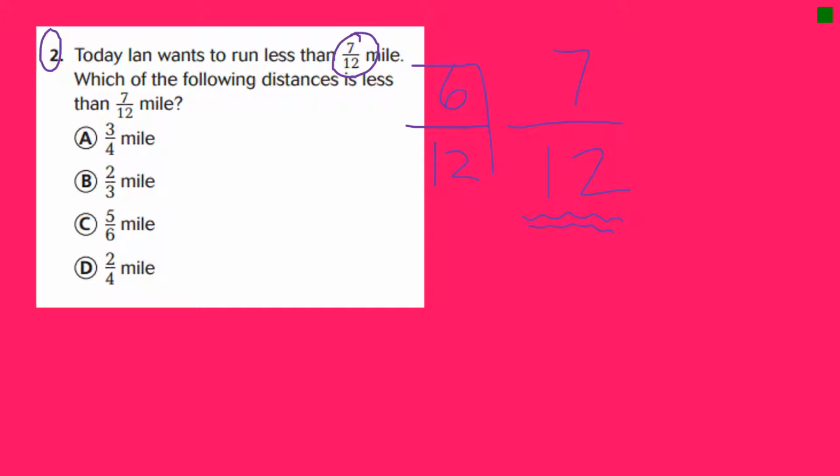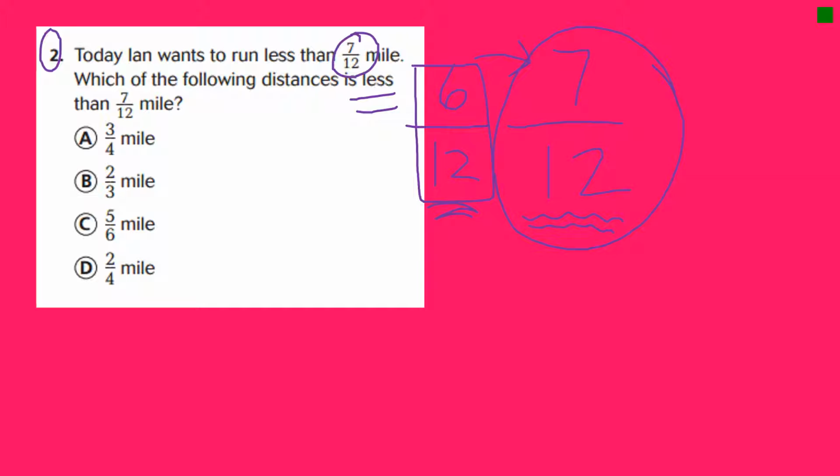So 6/12 is half. So 7/12, that's one more piece. 7/12 is more than half. Okay? So which of the following distances? Oh, so we want to find something less than 7/12. And here's what we know, that 7/12 is more than half. So let's look at this list. Is there anything that we can eliminate immediately?